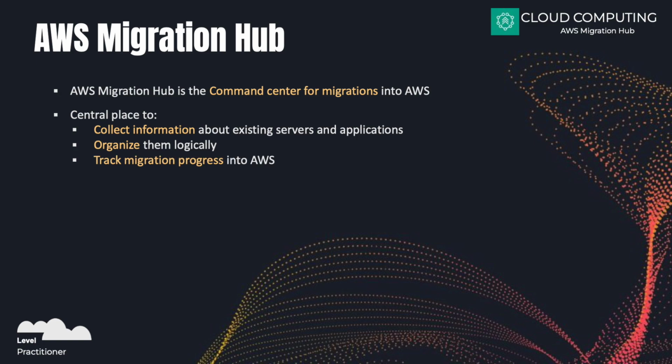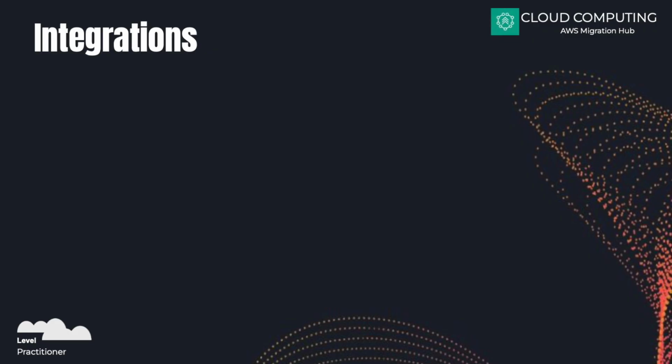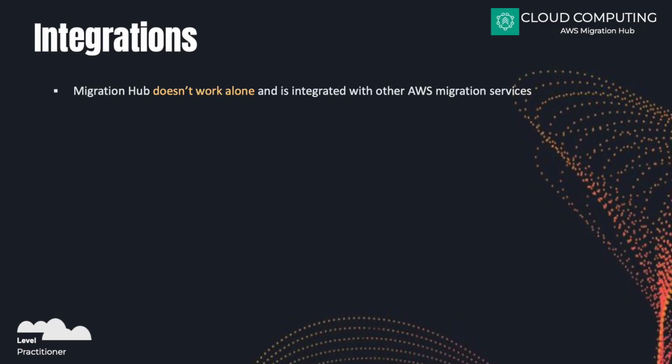Instead of jumping between multiple services and spreadsheets, Migration Hub gives you one central view of what you have, what you're moving, and how it is going. Now, one of the key values of Migration Hub is that it doesn't work alone. It integrates with other AWS migration services and pulls their data together for you.